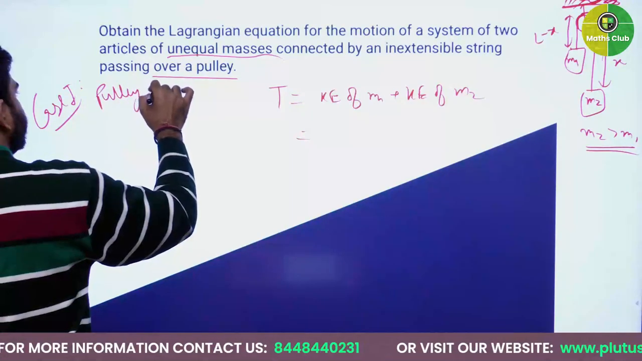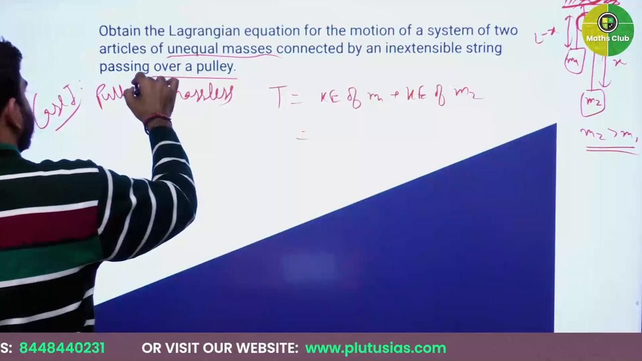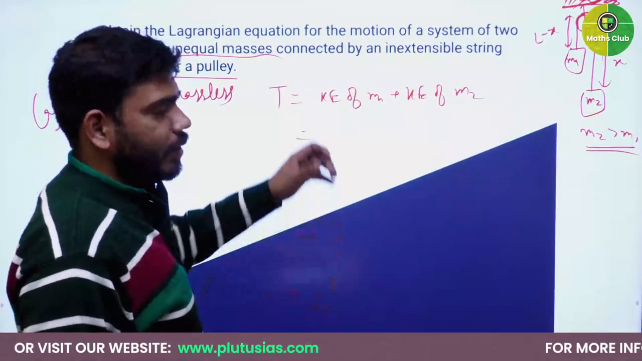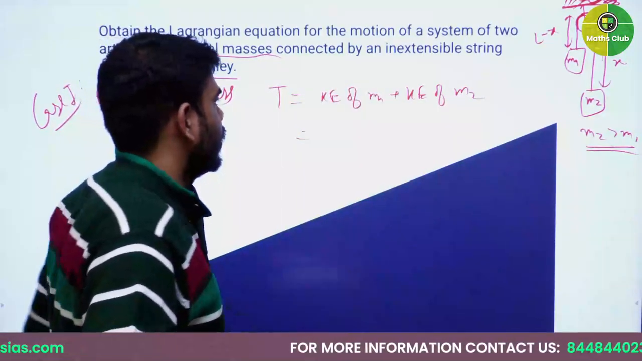Pulley is massless. We will solve both cases. This is case one, when the pulley is massless. In case two, we will take the pulley as also having some mass.